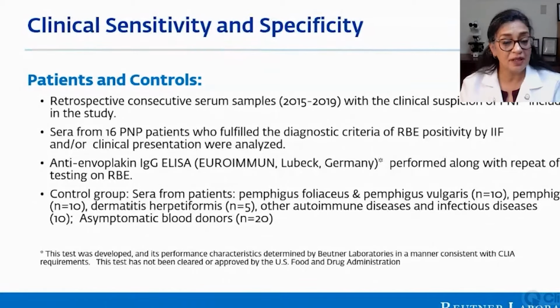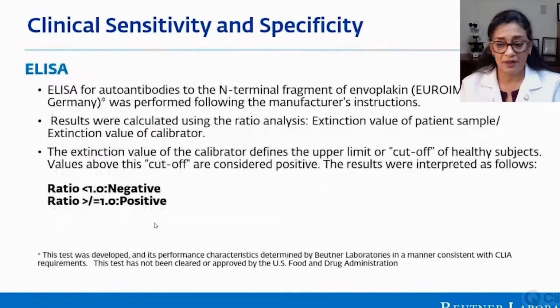The control group included sera from patients with pemphigus foliaceus and vulgaris, then also dermatitis herpetiformis, bullous pemphigoid, and other autoimmune diseases and infectious diseases. Asymptomatic blood donors were also included.